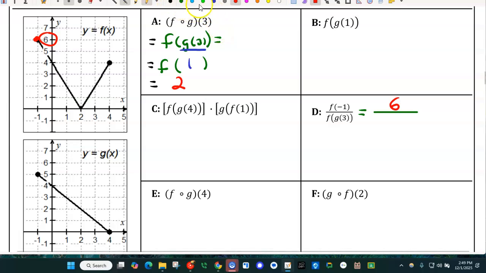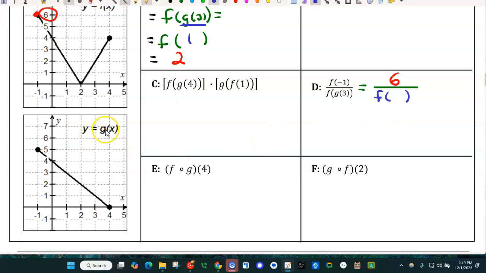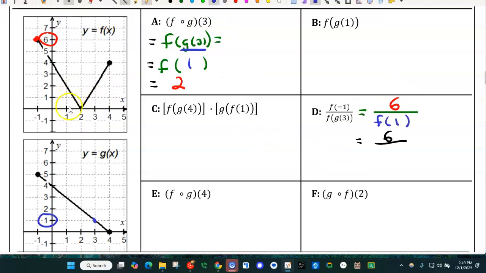And then on the bottom, we have f of, and what is g of 3? So you go down to g, find 3, get 1. So we have 6 over f of 1, back to here. F of 1 is, once again, 2. Same as it was right here. F of 1 was 2. So, and simplify.